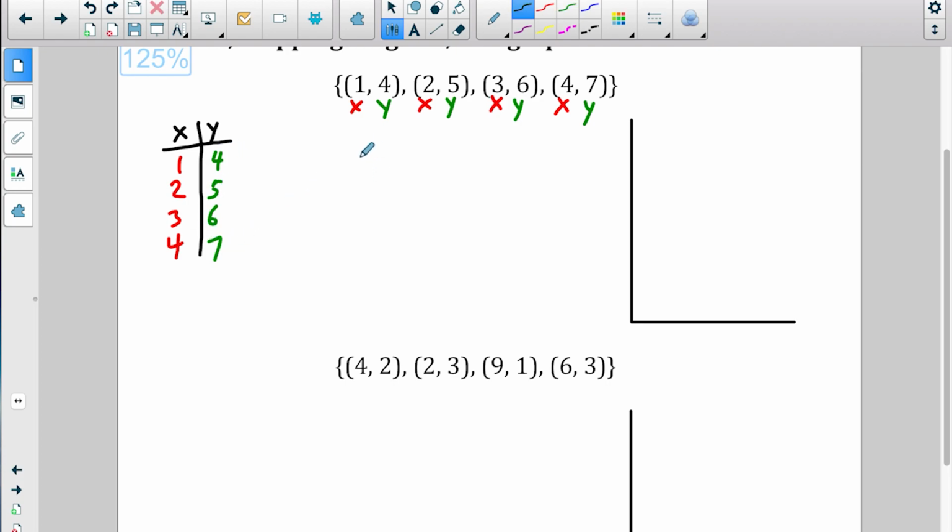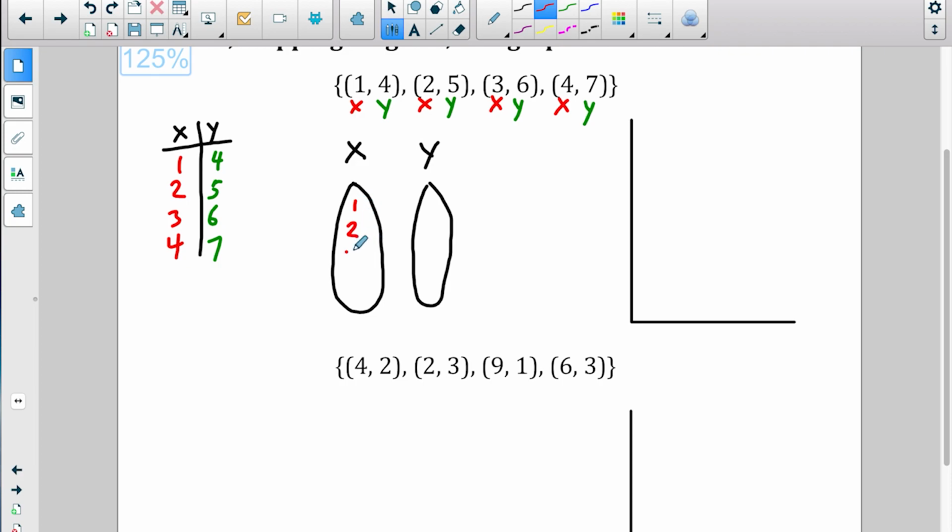For your mapping or arrow diagram, let's go ahead and draw our two bubbles here. So you've got your enclosure for your x values, one for the y values. We can pop those numbers into here, 1, 2, 3, and 4. And same thing for your y values, 4, 5, 6, and 7. And we can go ahead and show how they are related to one another.